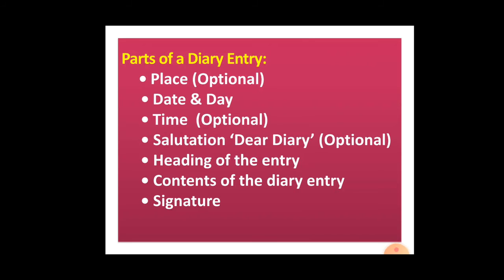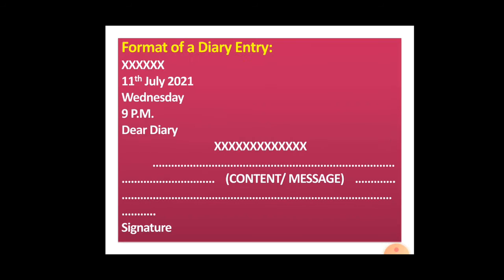So after knowing the parts of a diary entry, let us see the format of a diary entry. Here is the format. I hope this will help you to write a diary entry in a better way. The cross marks on the left top corner refer to the place where the diary entry is written from. The cross marks refer to the place. It is followed by the date and then the day.